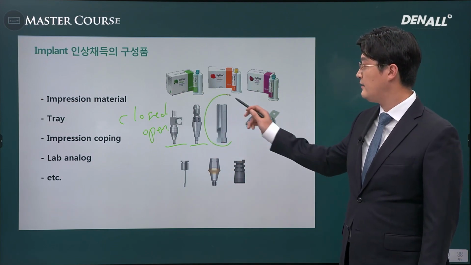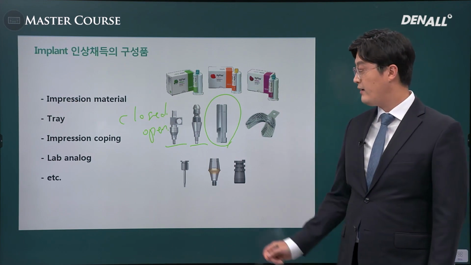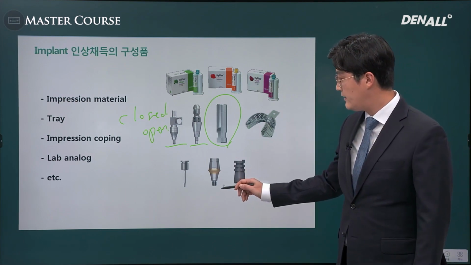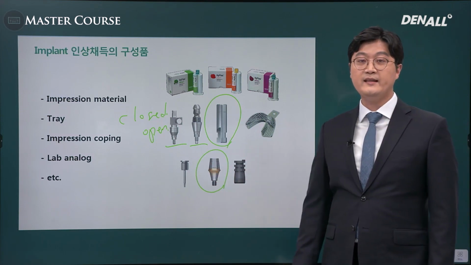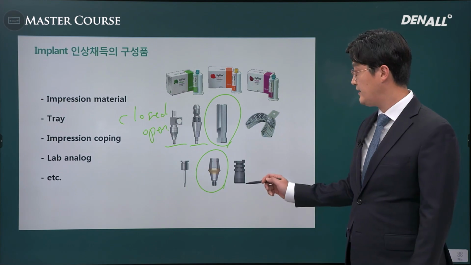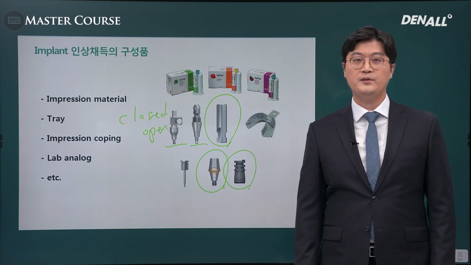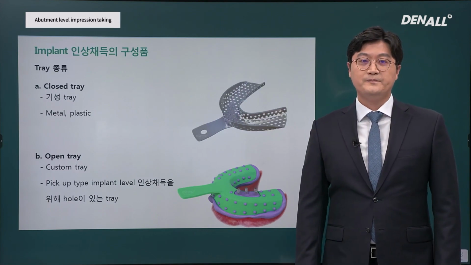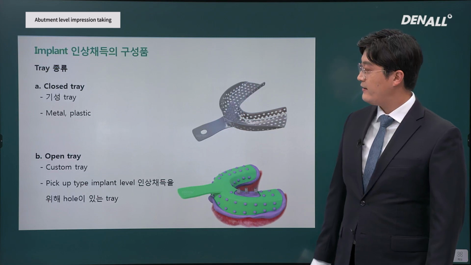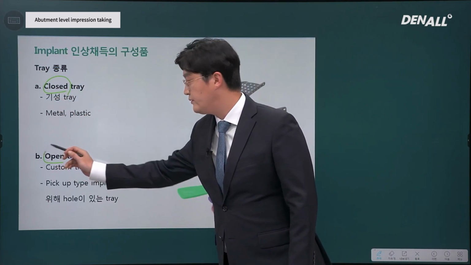An implant copy, the lab analog, is also necessary. When using a stock abutment, a stock abutment is needed, and for indirect impression taking, a stock plastic impression coping can be necessary. Trays. As I said before, there are two types, closed and open.